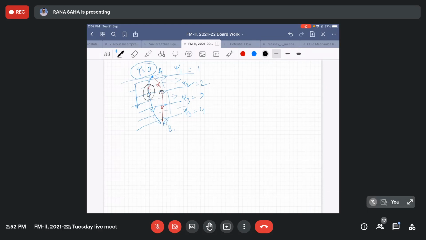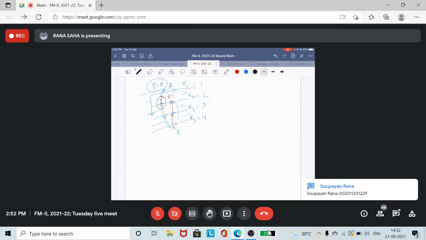If you are following the one that I have described in the material, then with that sign convention, the definition of velocity potential will be consistent.